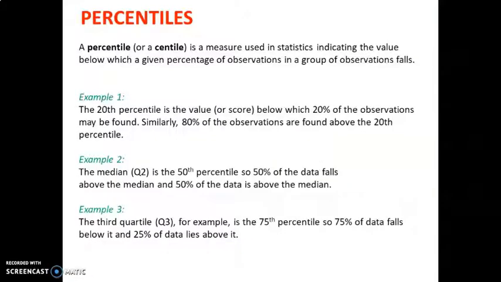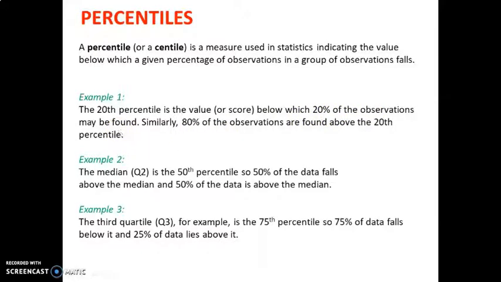All right, now let's move on to something called percentiles. They're closely related to Q1, Q3, the median, everything we've talked about. A percentile, or a centile, is a measure used in statistics indicating the value below which a given percentage of observations in a group of observations falls. For example, the 20th percentile is the value or score below which 20% of the observations may be found.